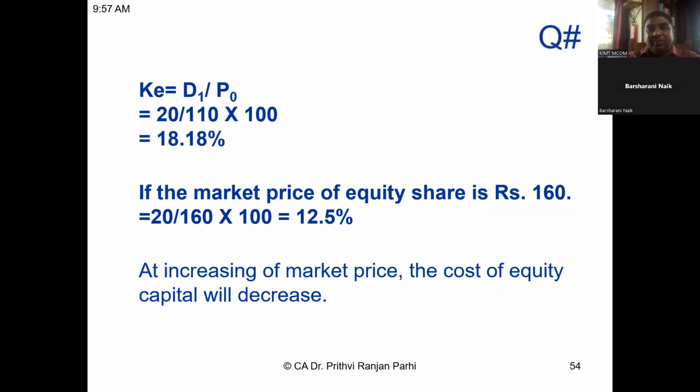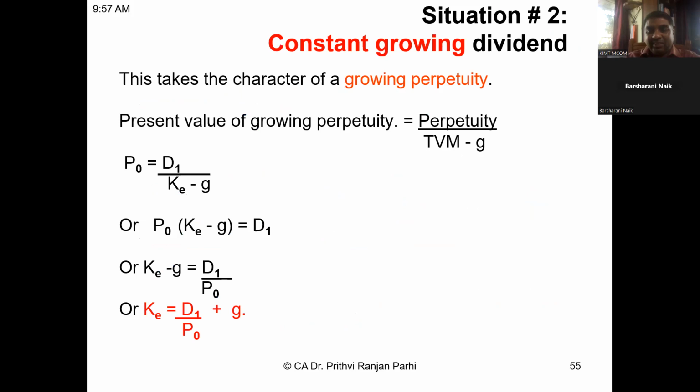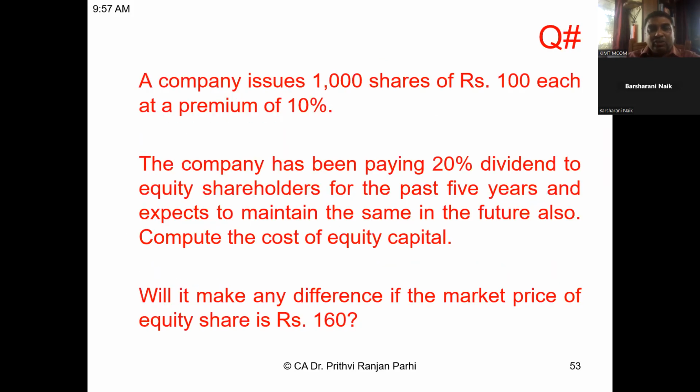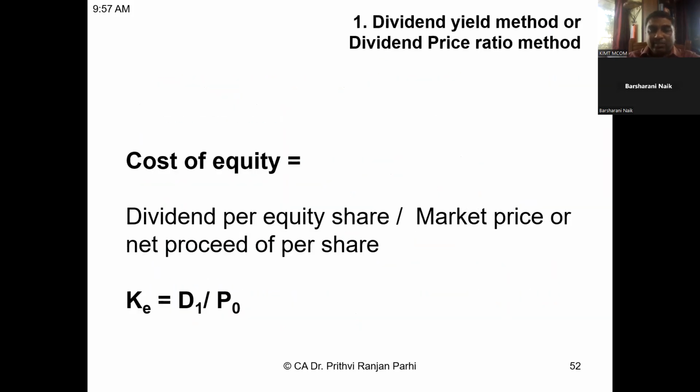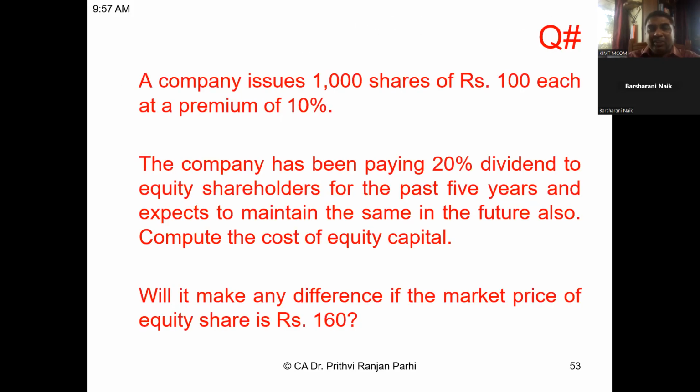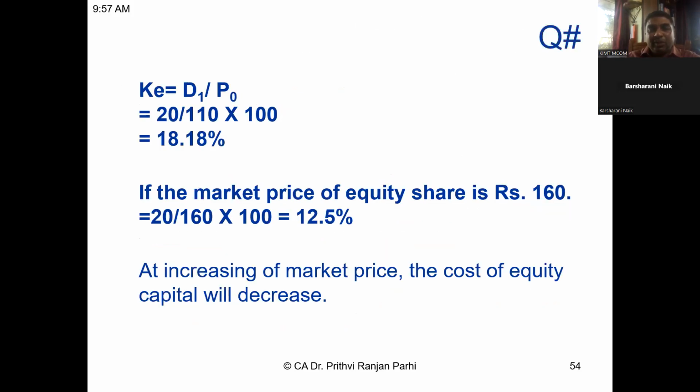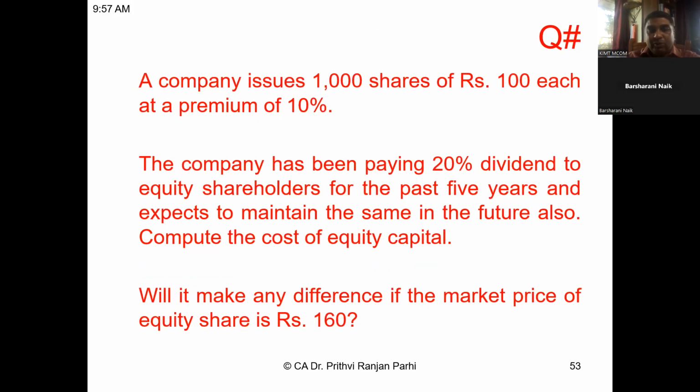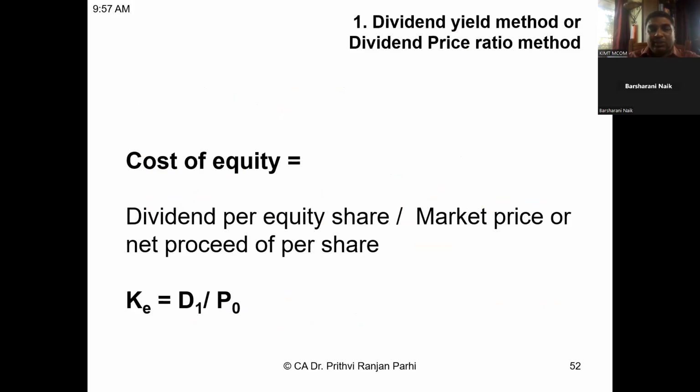Then we'll be seeing other models, or with these models you can also do a question. Cost of equity, as you've seen, Ke is equal to D1 by P0. So this is a question given to you on the basis of which we'll be able to compute. So we'll do one thing: let us keep this question for the next class. In the next class, I'll be discussing that question, using this model, and how we'll be able to compute cost of equity.